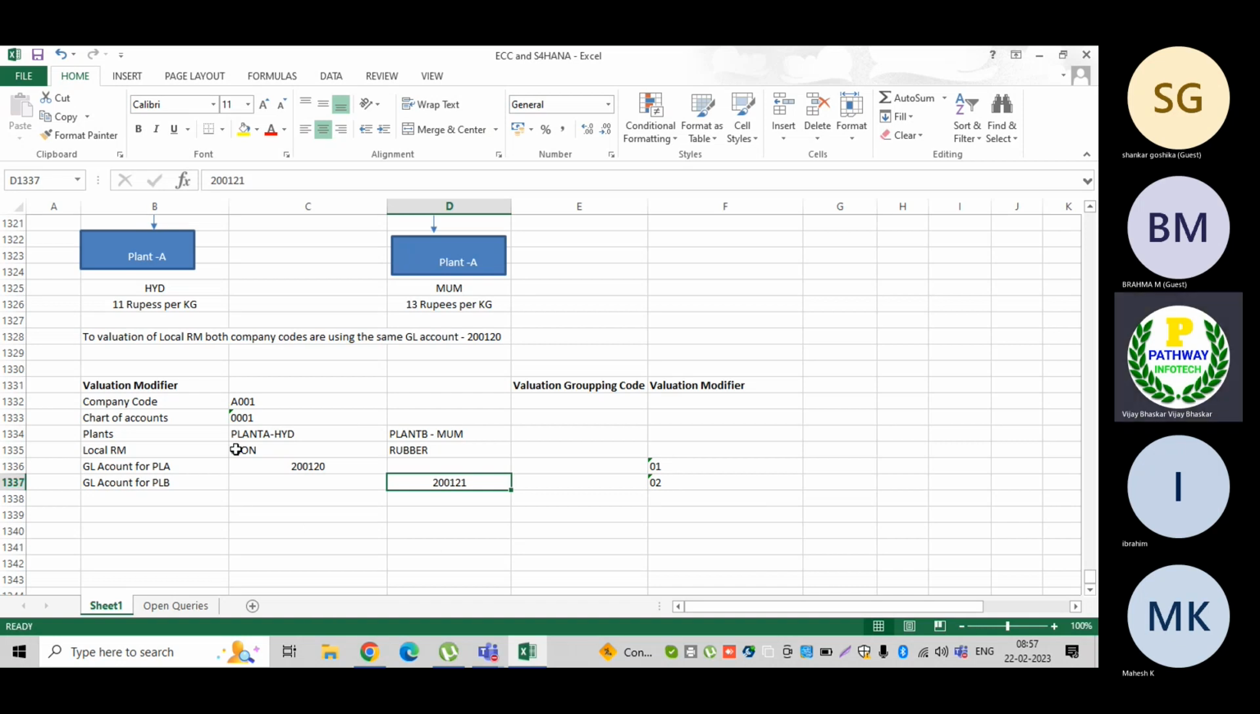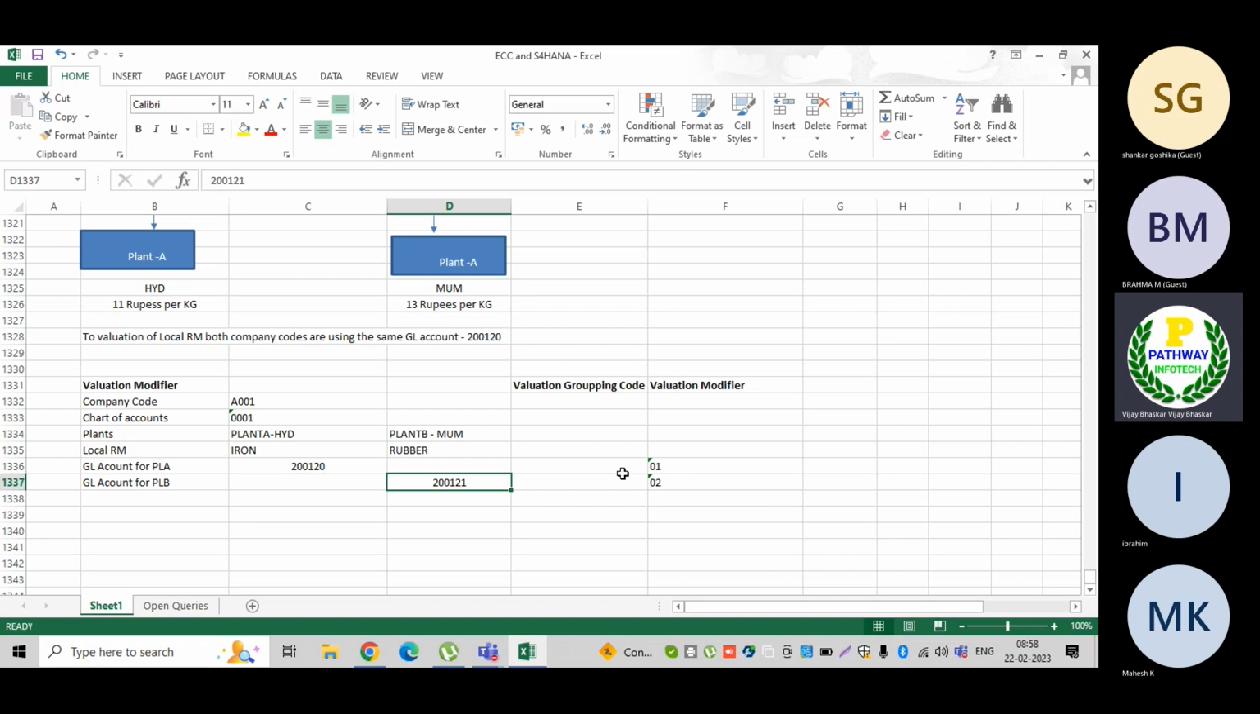This is also an interview point of view. They may ask you, if I have separate GL accounts for valuation, they will give the same scenario. One company code will have two plants. In such a situation, each plant would like to have separate GL accounts for valuation. Then how can you design this scenario in the system? You need to be aware of the valuation modifier functionality. By using the valuation modifier, we can achieve this. Remember this, it is important.